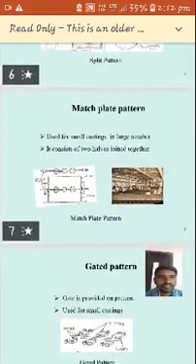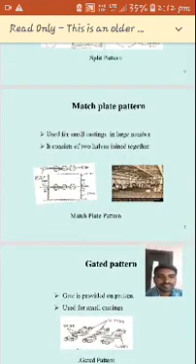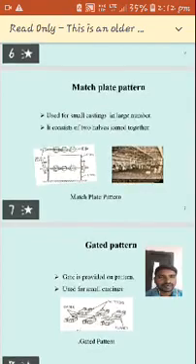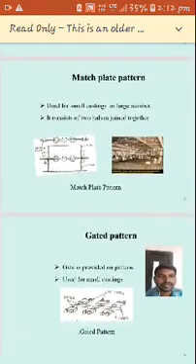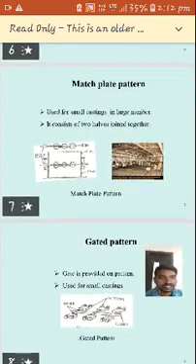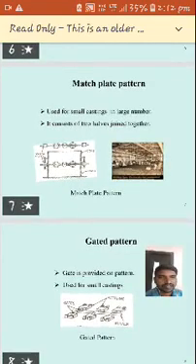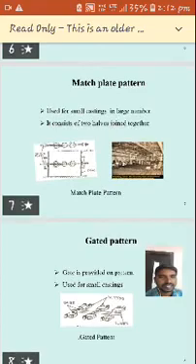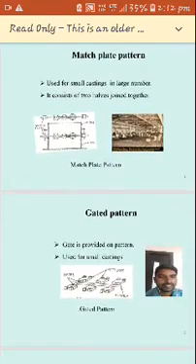The next type of pattern is the match plate pattern. It is used for small castings in large numbers. It consists of 2 halves joined together, and this type of pattern is called a match plate pattern. So any number of castings can be obtained by using match plate patterns.